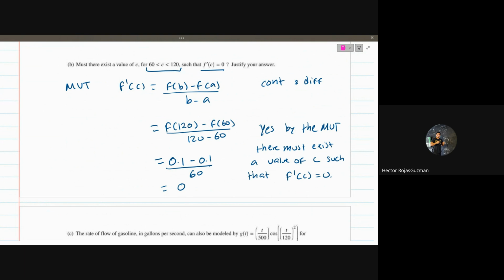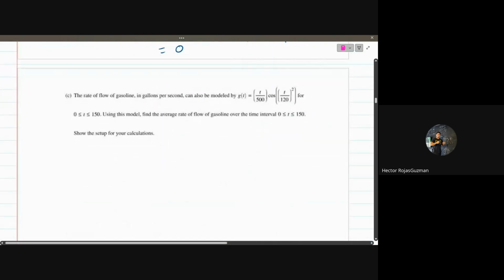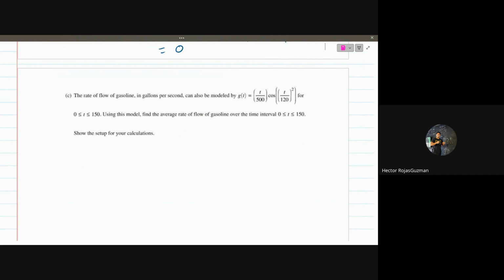Okay, part C. The rate of flow of gasoline in gallons per second can also be modeled by the function g of t for 0 to 150. Using this model, find the average rate of flow of gasoline over the interval from 0 to 150. And here's the keyword, average rate of flow. Average value is equal to 1 over b minus a of the integral from a to b of f of x dx. And that's just me writing the equation, right? Because now we're going to have to apply it.